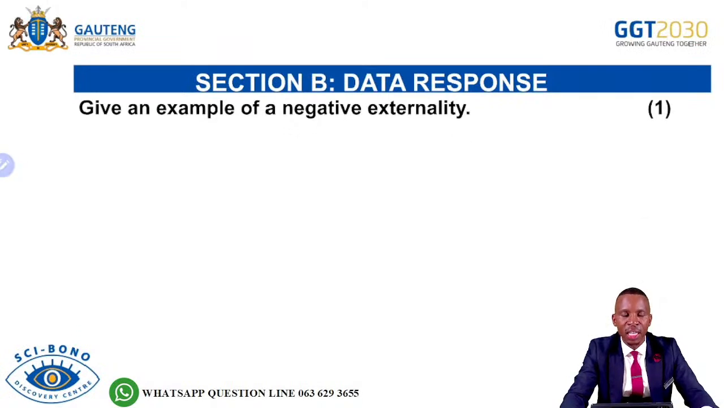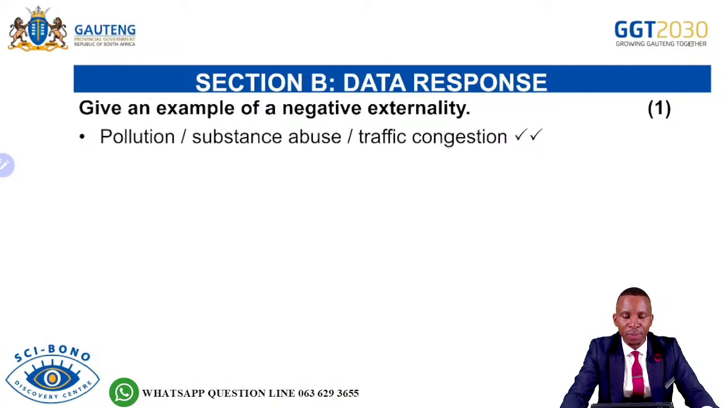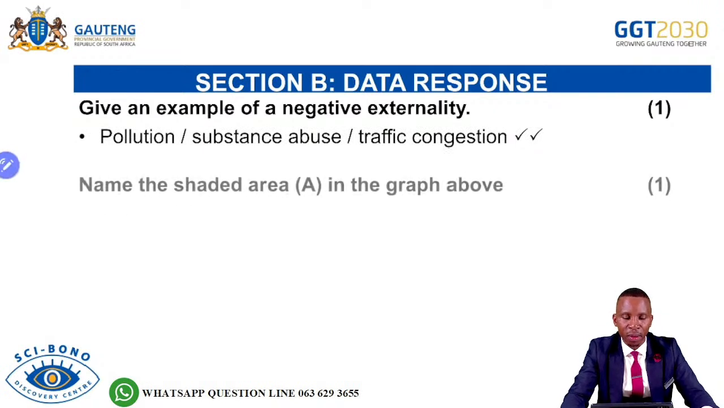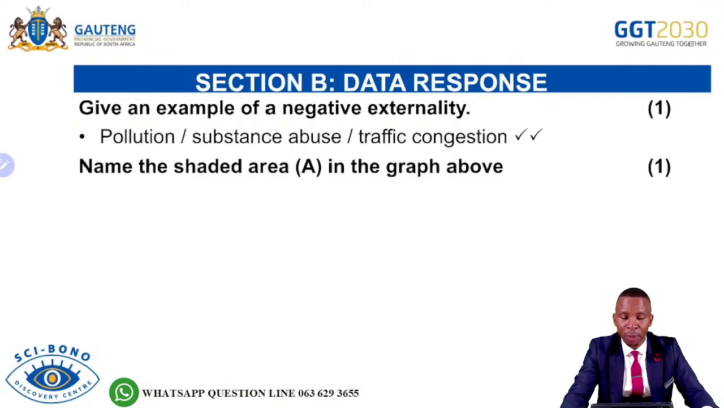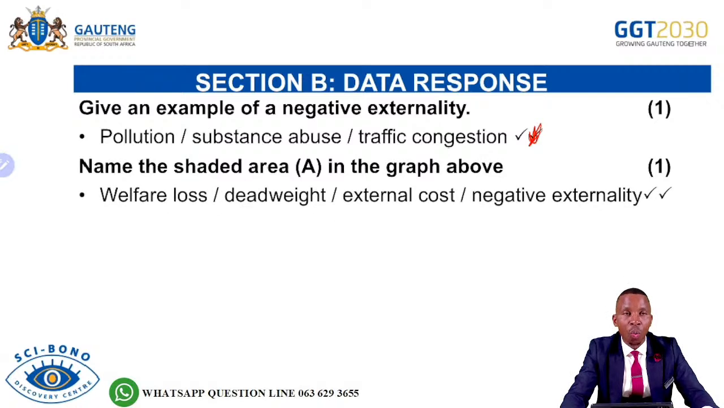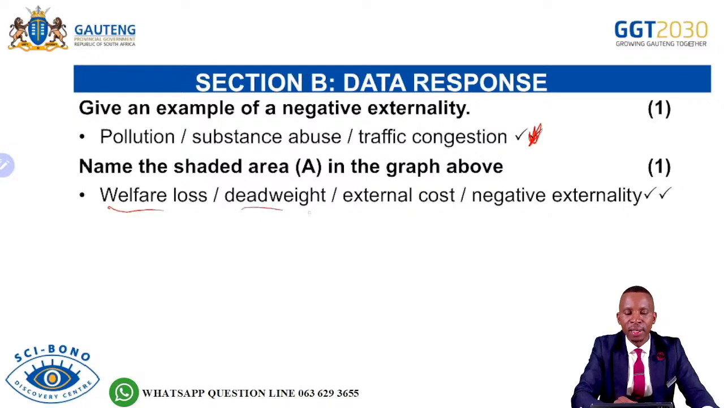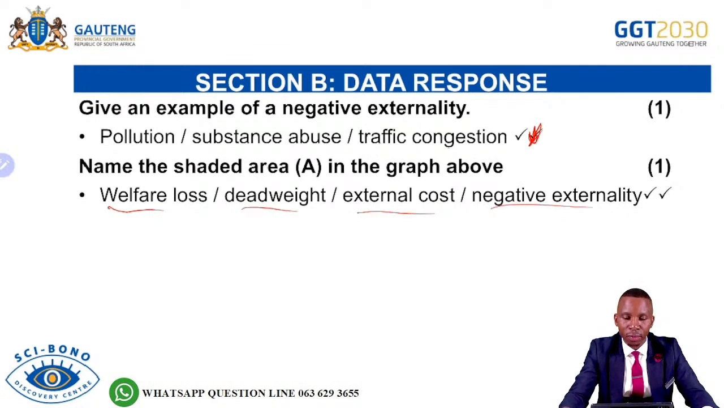Give an example of negative externality. Pollution, substance abuse, traffic congestion. Any other correct answer can be marked correctly. So this is 1 mark. Name the shaded area A in the graph above. Welfare loss, deadweight loss, external cost, or negative externality. So any of these will be correct if you provide the answer in there.